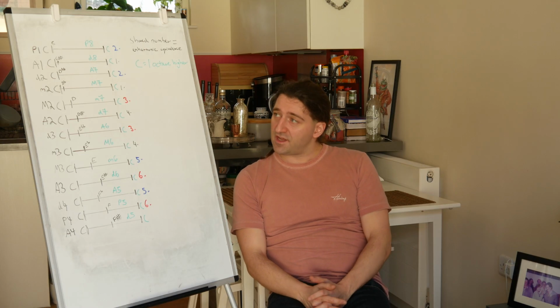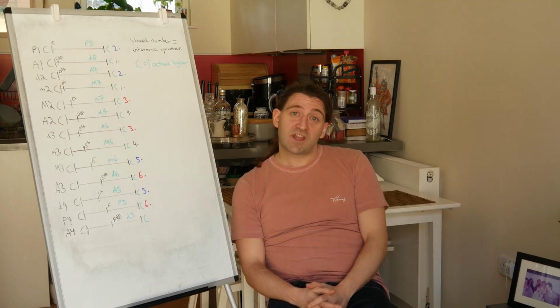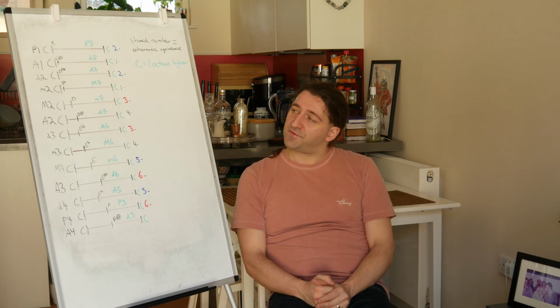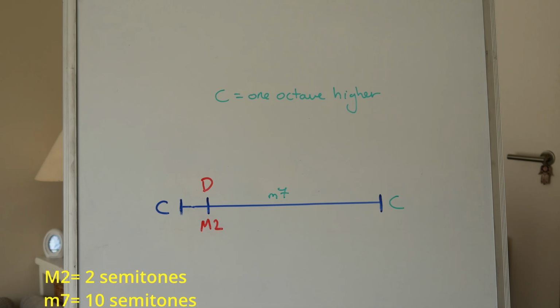Our next interval is another common one, the major second. That's the start of our major scale, a whole tone, and this flips into a minor seventh interval. We start down here on C, then go up a major second to D, and this flips into a minor seventh interval from D to C.